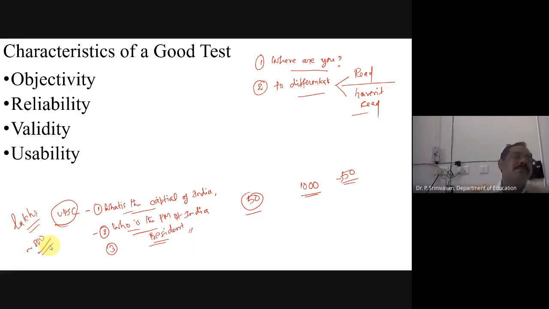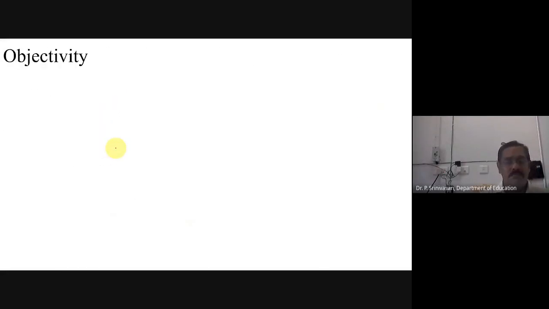the basic first idea is at which level they are. Those are the two ideas for asking questions, and as a whole, a question should possess objectivity, reliability, validity, and usefulness. So we'll take them up one by one. First, objectivity. If you know, you can tell what objectivity is. Any one of you? What is objectivity?